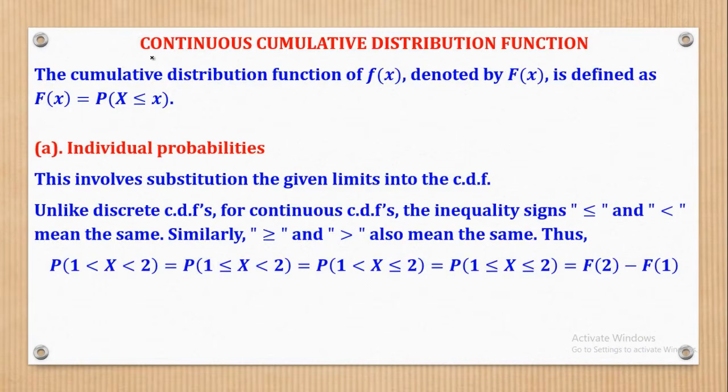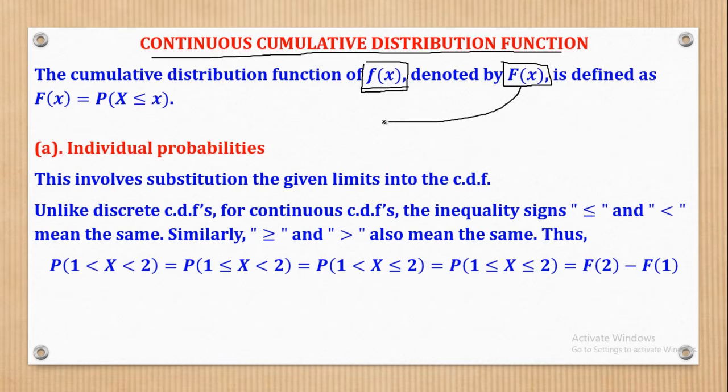Now we shall go to continuous CDF, or continuous cumulative distribution function. So the continuous CDF of f(x). So not the case now. For continuous PDF we use small f of x, and for continuous CDF we use capital F of x. So always note the case of the f being used. And this one, continuous CDF, is given means this is the probability of X less than or equal to x, meaning it is cumulative probability.